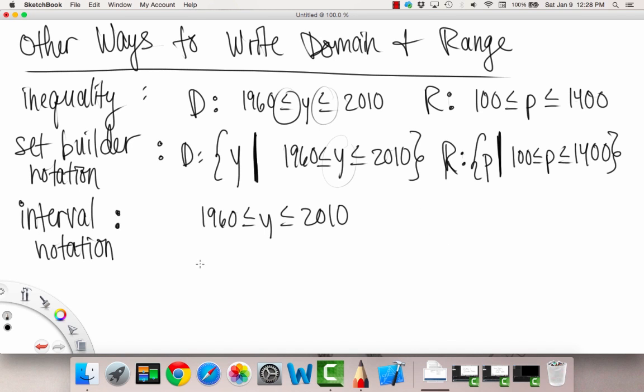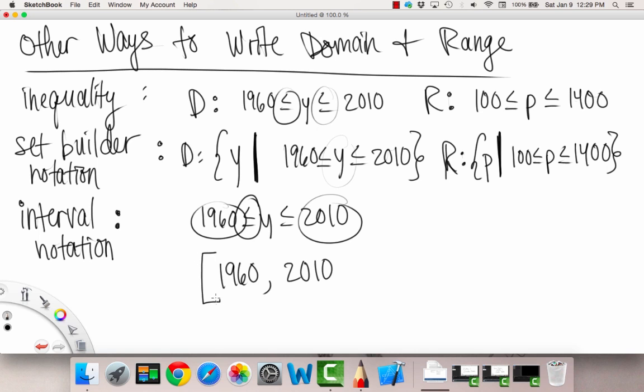What we're going to do is take the two endpoint values, 1960 and 2010, and write those down separated by a comma. Then we just have to figure out what symbols go on the ends. We have a less than or equal to sign, so that means we're going to have square brackets, which look like squares, right? And we have a less than or equal to sign on the other side as well. Square brackets means you include the endpoints.